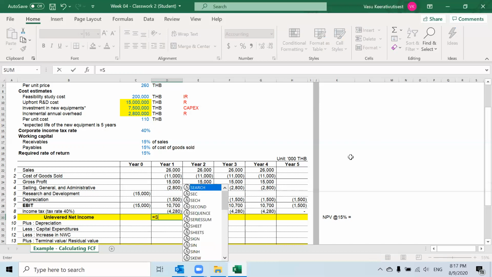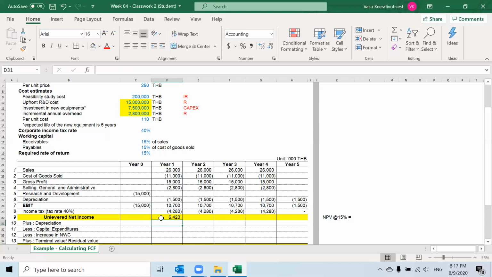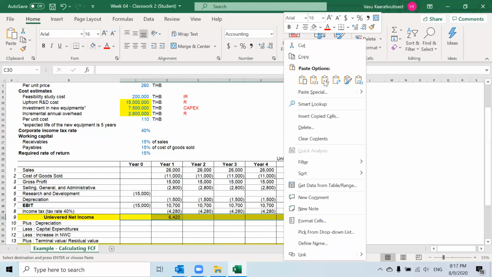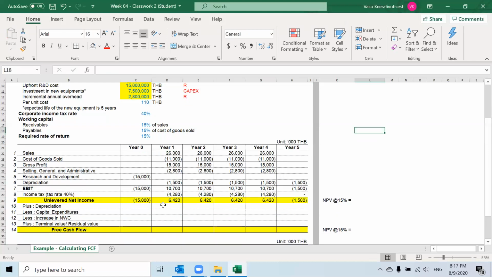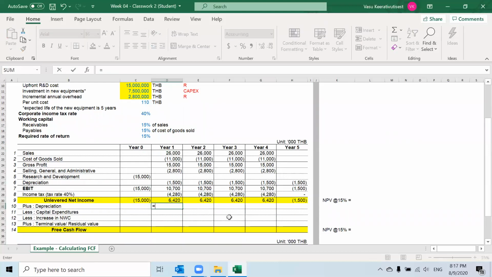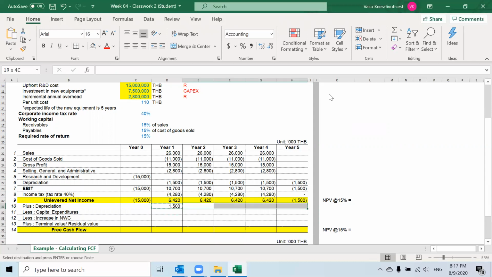So here is your unlevered net income. That is a summation of those two lines. Everything looks good. As I mentioned to you, depreciation is just an accounting expense, so we need to add it back. So here we add it back. You can see that this is an accounting expense. It means that we didn't pay it in real cash flow.